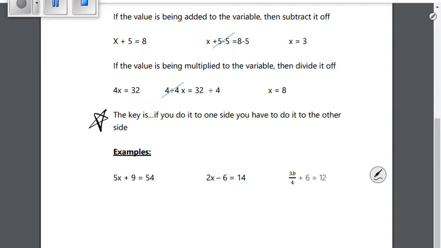And so what I say is, get rid of the stuff that is farther away from the letter. And usually that is adding, subtracting. It's kind of opposite of order of operations. Get rid of the adding, subtracting first. I know we saved that for last in order of operations. Here, let's get rid of it first. So I minus 9 off. I have to minus 9 off this side. And that's gone. And I'm left with 5x is equal to, when I minus 9 off that, 45.